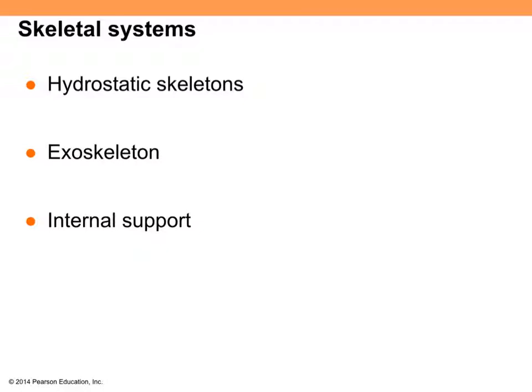Support systems also vary. So many of our simple animals rely on a hydrostatic skeleton. So if you think hydro, we're talking about water, and this is just using water pressure to maintain their shape. Some organisms are going to have an exoskeleton, so hard structures on the outside of their body that are used for muscle attachment and movement. And then many organisms have internal support. So you and I have an internal skeleton.